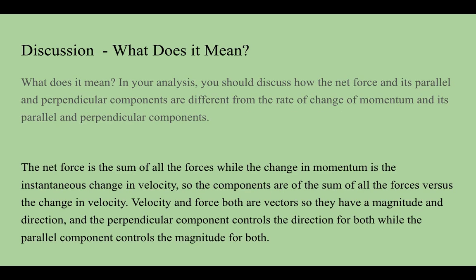So what does it mean? So the difference between net force and its parallel and perpendicular components, and the rate of change of momentum and its parallel and perpendicular components. So net force is the sum of all the forces, while change in momentum is the change in instantaneous velocity at that time. So the components are of the sum of all forces versus the change in velocity, and velocity and force are both vectors, so they have magnitude and direction, and the perpendicular component controls the direction for both, while the parallel component controls the magnitude for both.